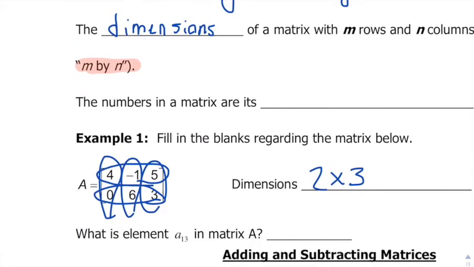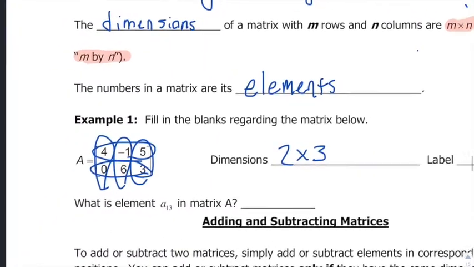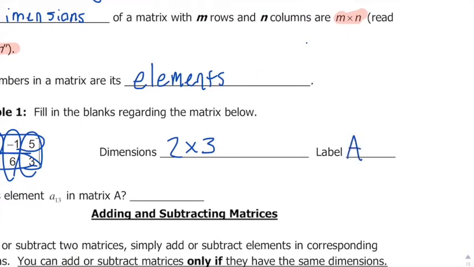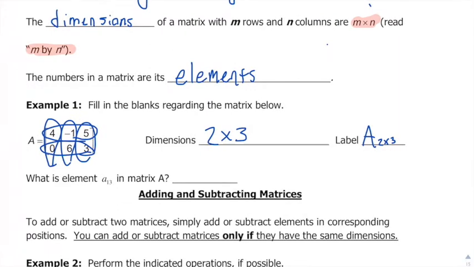Now, as far as the individual pieces of the matrix, we call those elements. So each number here, 4, -1, 5, 0, 6, 3, is an individual element. As far as labeling this matrix, we say it's matrix A. We put a big capital A, with a subscript of 2 by 3. That's saying matrix A is a 2 by 3 matrix.